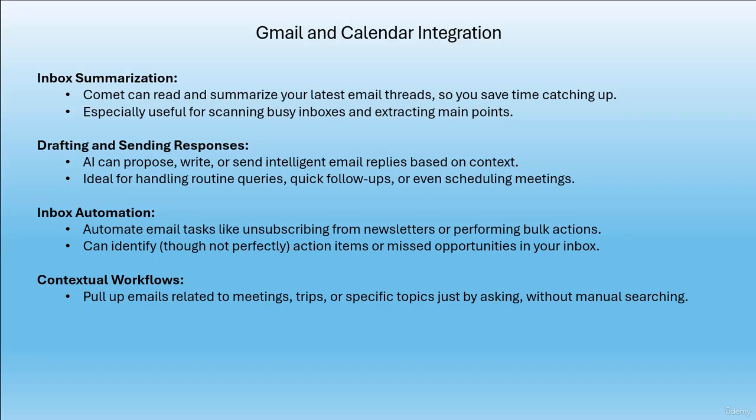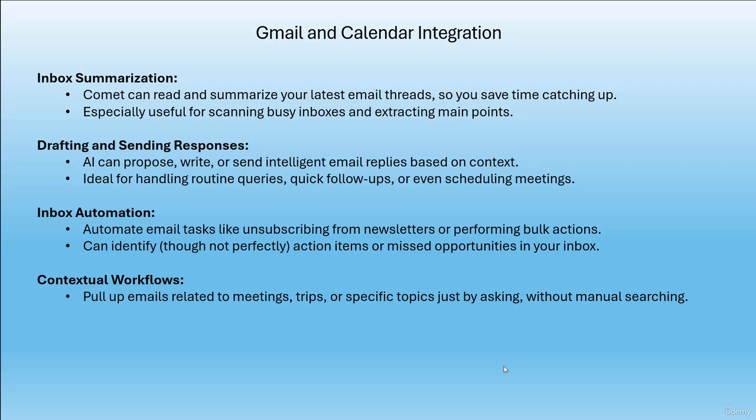In this lecture, and probably the next, we're going to be discussing Gmail and calendar integration. And there are some very powerful capabilities with regards to how Comet can interact with your Gmail and with your Google Calendar. So as an example, it can do inbox summarization. Comet can read and summarize your latest email threads so you can save time catching up. Of course, this is assuming you're using Gmail as your primary email service.